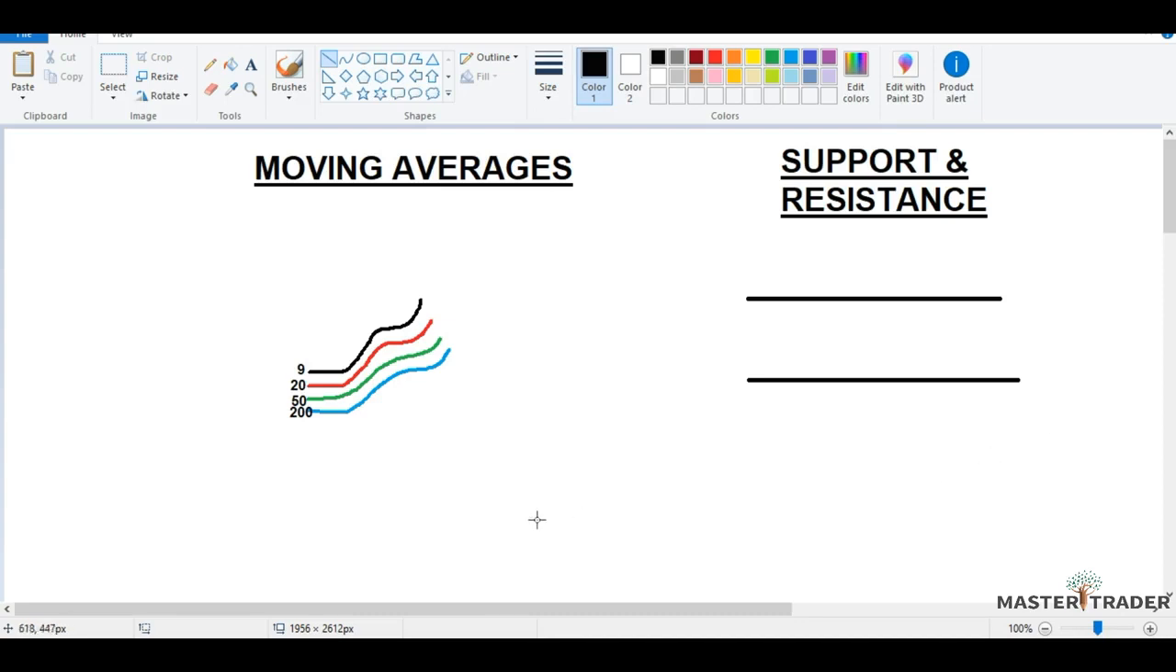So now that we've learned the patterns, now the question comes where and how to use them, right? What was the point of learning the patterns if we don't know how to implement them and where to use them and how to use that to our trading advantage, right? So let's get into it.